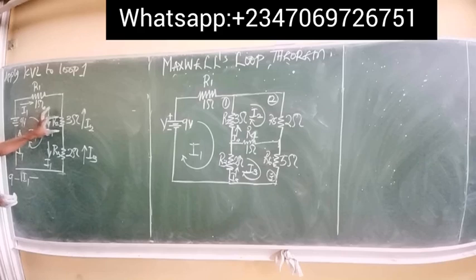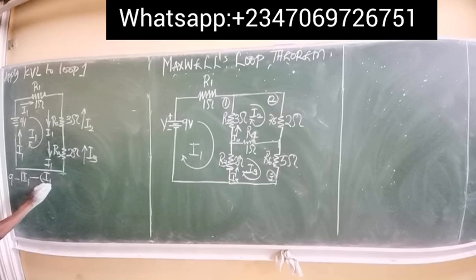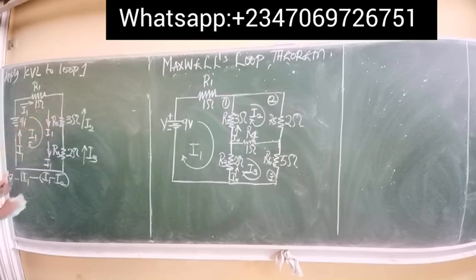Since these currents are flowing through this resistor in opposite directions, I have I1 coming down and I2 going up. But since I'm on loop 1, it simply becomes I1 minus I2. That difference is because they are moving in opposite directions, times the resistor, which is simply 3 ohms. You have this.